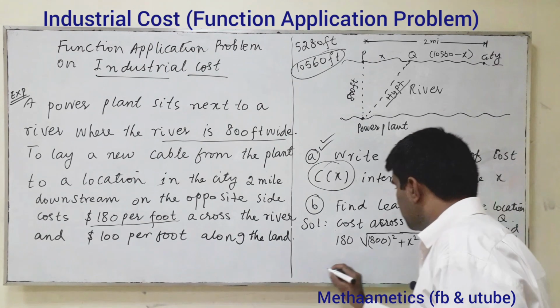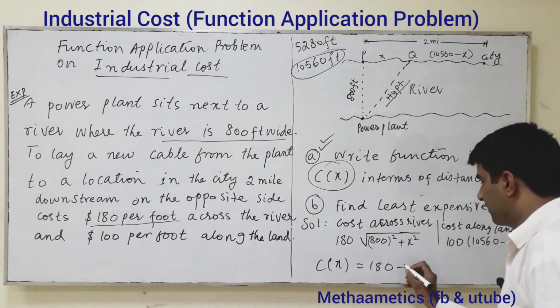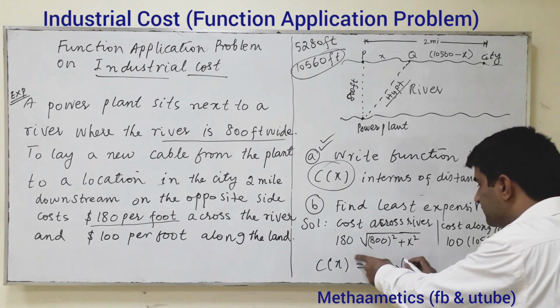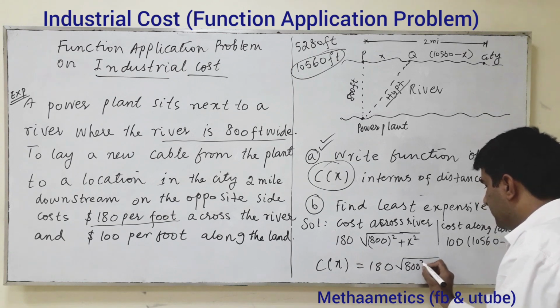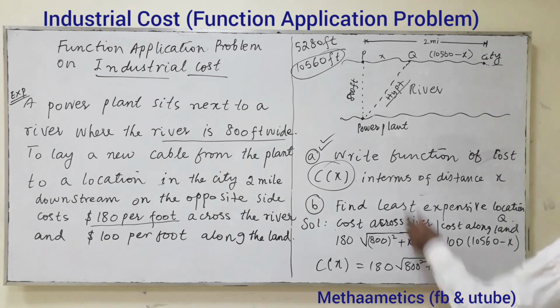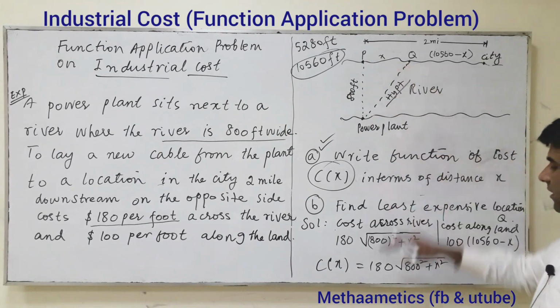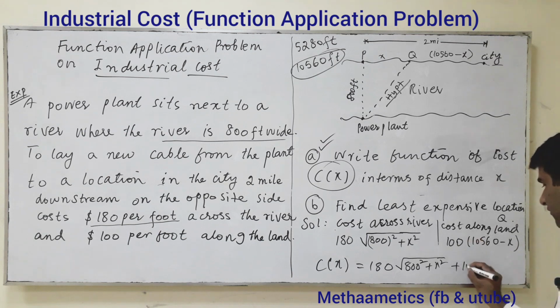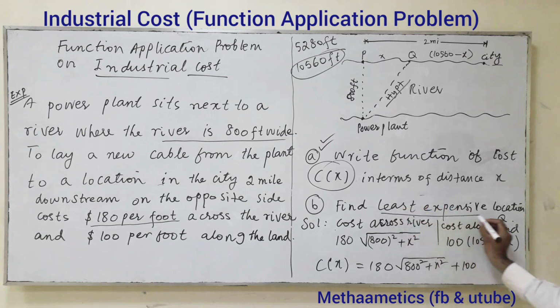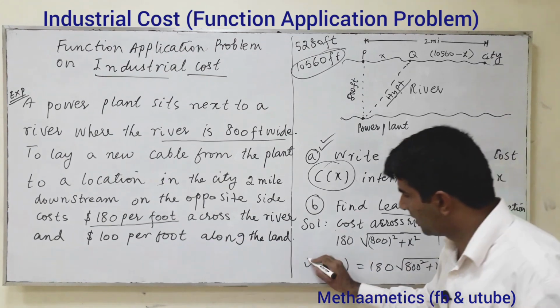Adding these both, C(x) will equal the cost from the river plus the cost from the land. The cost from the river is 180 times the square root of 800 squared plus x squared. We will estimate according to a table, whatever value of x we get for the least expensive point Q, after substituting values and generating a table.